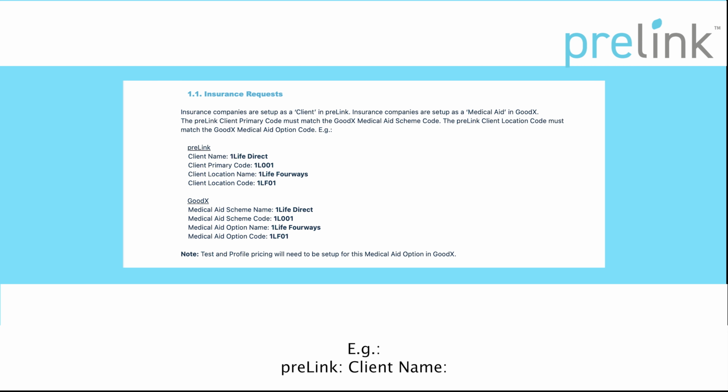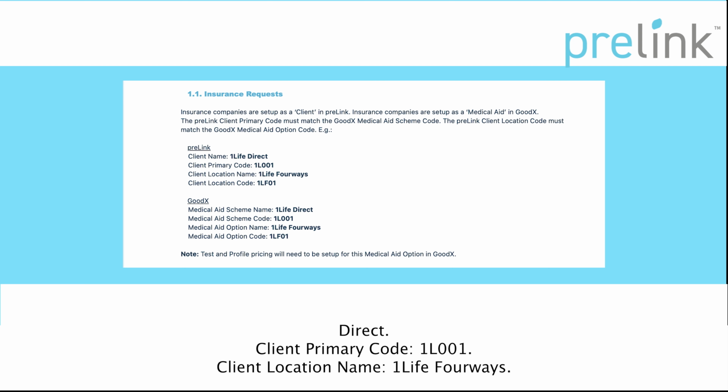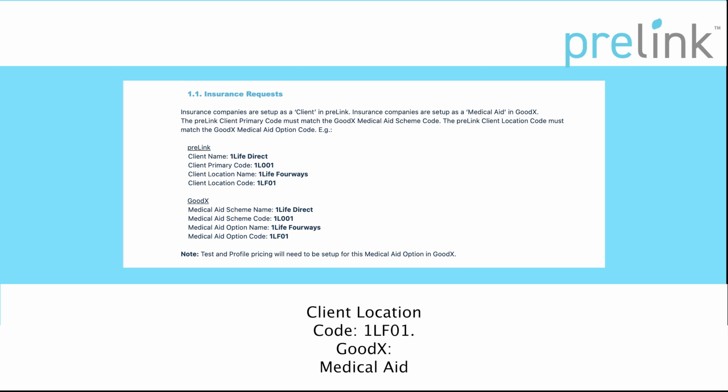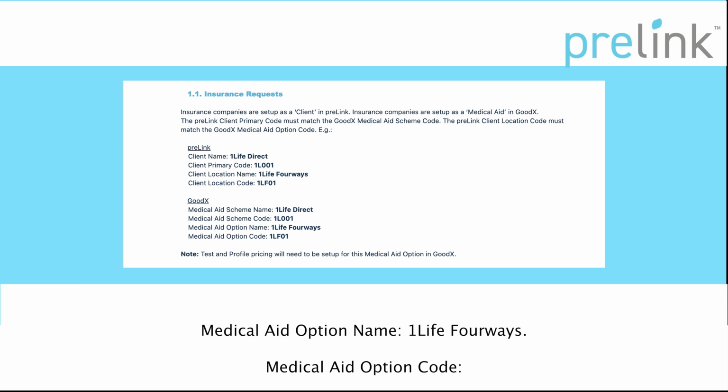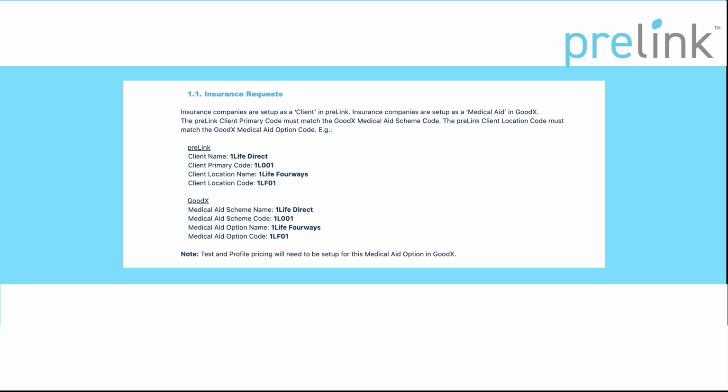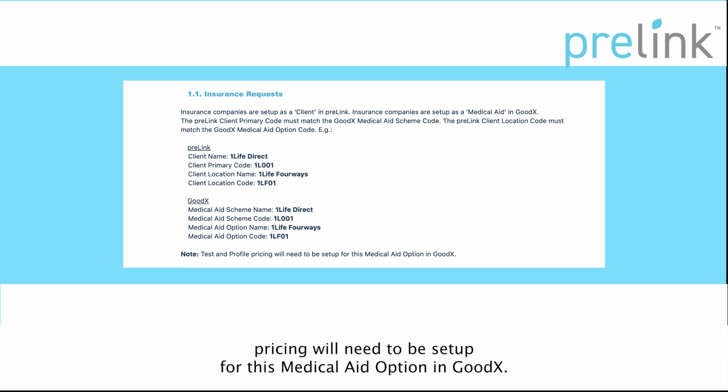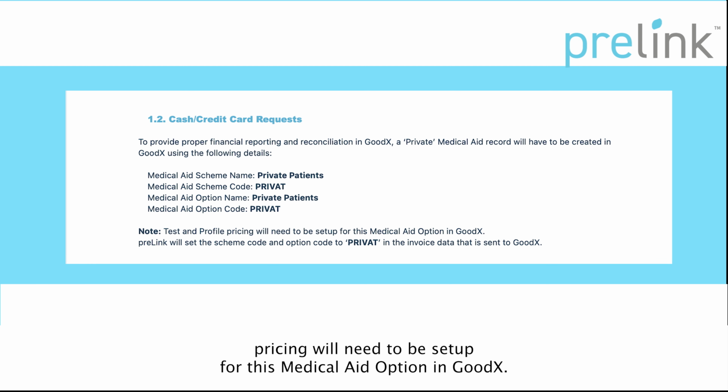E.g., pre-link, client name, 1 Life Direct. Client primary code, 1L001. Client location name, 1 Life 4Ways. Client location code, 1LF01. GoodX, medical aid scheme name, 1 Life Direct. Medical aid scheme code, 1L001. Medical aid option name, 1 Life 4Ways. Medical aid option code, 1LF01. Note, test and profile pricing will need to be set up for this medical aid option in GoodX.